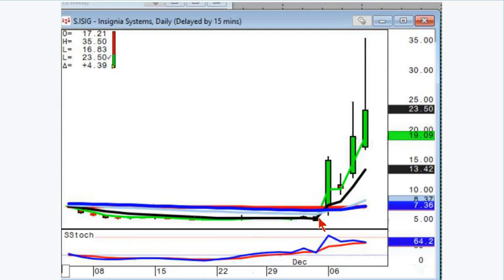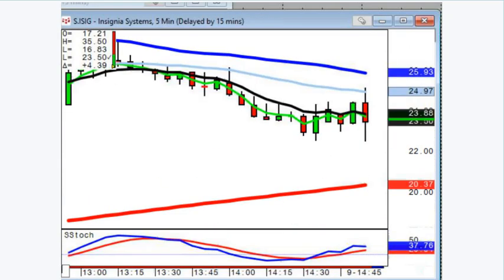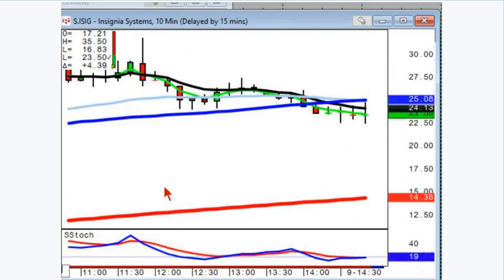Could be a short squeeze. We don't care. We don't care what the reason is. So back to the question of when it's up here, if this stock just came from 6 to 36, what's our process at that point? We go to the 10-minute chart.